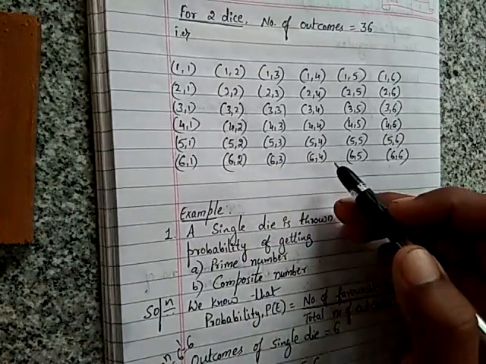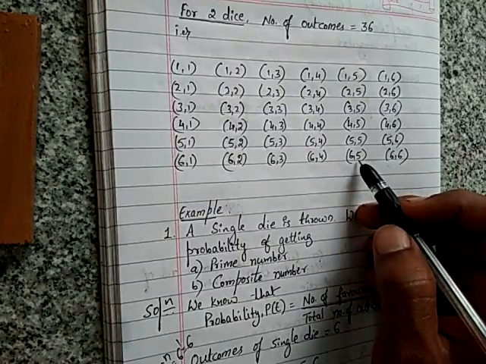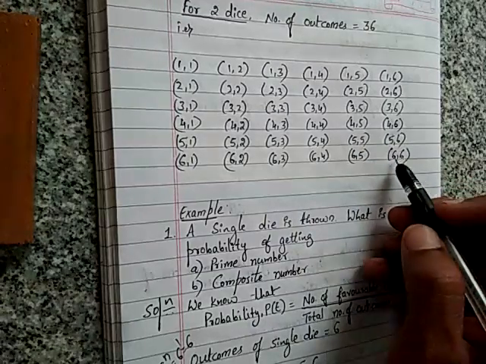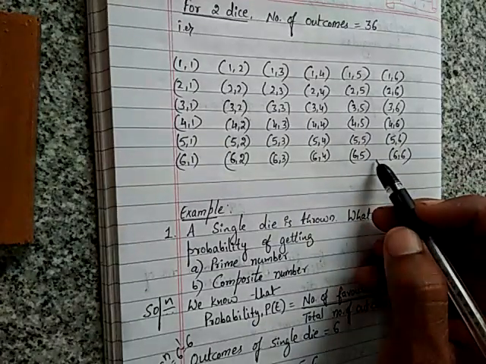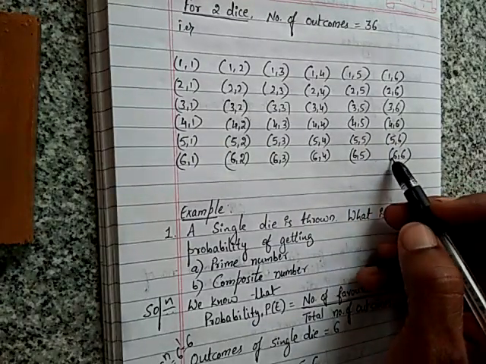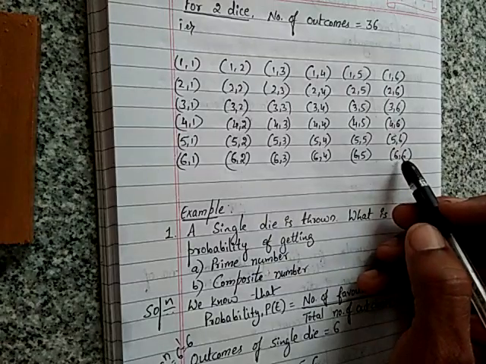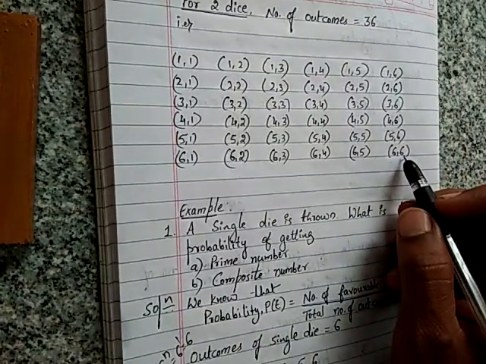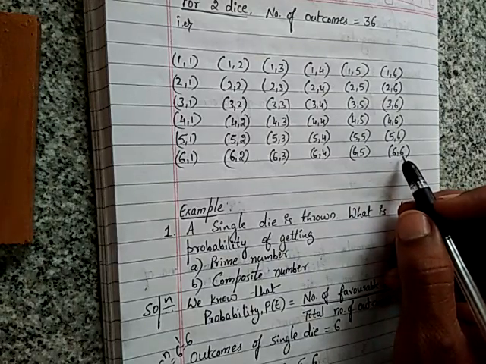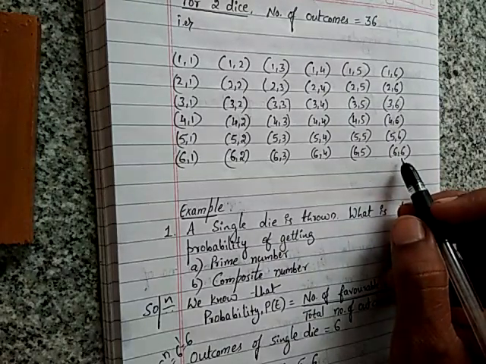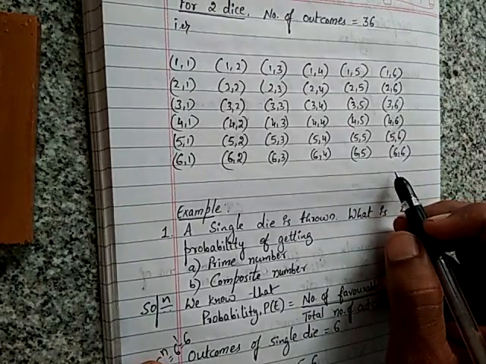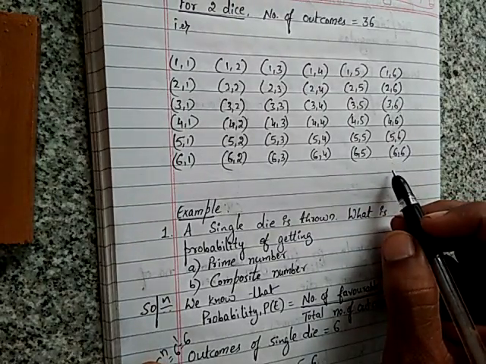Okay. Similarly 13. 13 means 6 plus 5, that is 11, so no. Here 6 plus 6 is 12, here also 5 plus 6, so no. No such outcome will be there. I mean here 6 plus 6 is 12, which is the highest one. So 13 will not be there. If it is not possible, it means 0. 0 by 36, which is nothing but 0, is the answer.